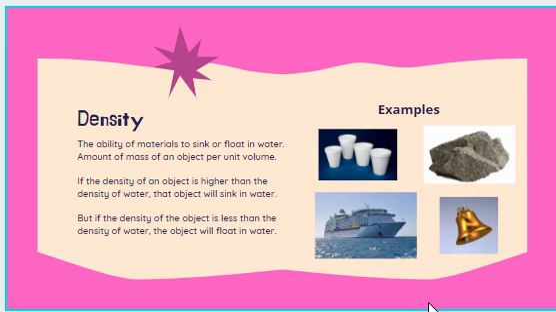Different materials have different densities. For example, gold will sink in water because its density of 19.3 grams per cubic centimeter is higher than the density of water, which is 1 gram per cubic centimeter.